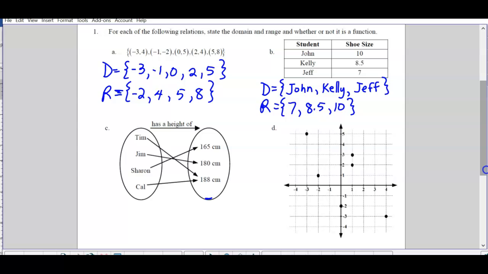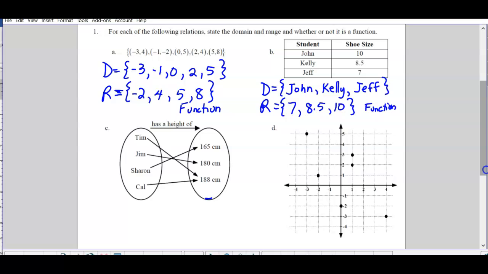Okay, in this case we're doing, oh, you know what I forgot to do is to go back and state whether they were functions or not. So I'm back in A. Remember, there were no repeated x values. So for every x, there was only one y. So that's a function. Here, no repeated x values, so for every x, there's only one y.